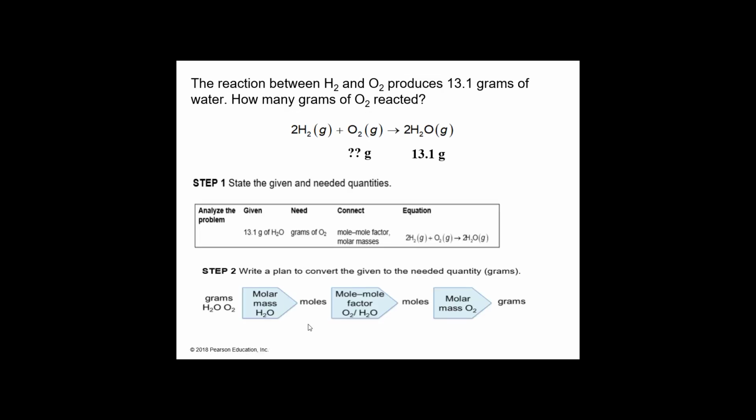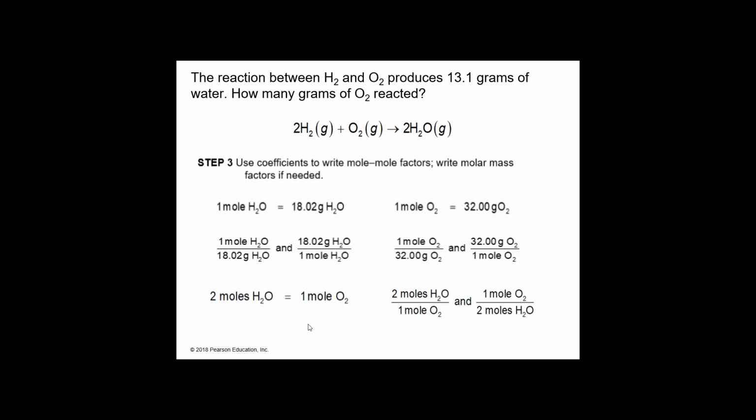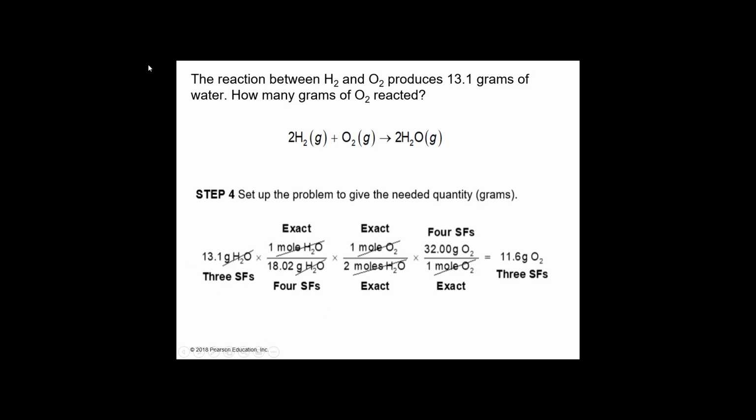All right, one more. The reaction between hydrogen and oxygen produces 13.1 grams of water. How many grams of oxygen is reacted? So I'm just going to jump through because hopefully you guys are seeing the trend of what's going on here. And you see where these equalities and conversions are coming from. Do you have to write these out? Of course not. But you should be able to be comfortable using it how you need to in order to solve the problem. And then here's the problem. It's all worked out. Hopefully this makes sense. Again, this isn't any different from any of the other problems I've been showing you. 3 sig figs, the end.